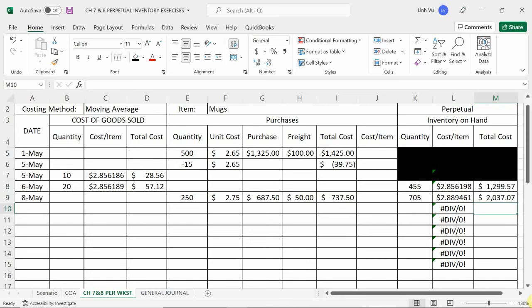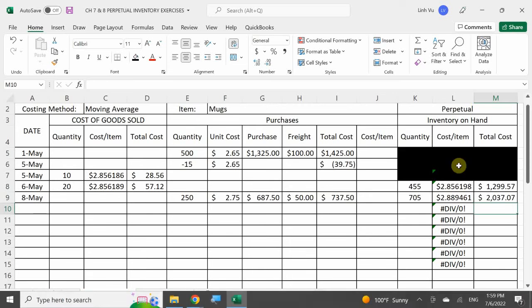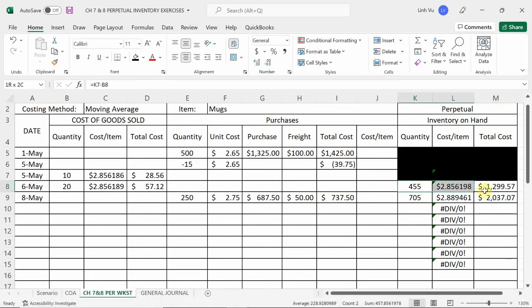So that's going to give me an average cost per item of $2.88946. Okay, it increased because we purchased the coffee mugs at a higher price. They were 10 cents more than we originally purchased them for on May 1st. So now that I updated my inventory, I now have 705 units available to sell.